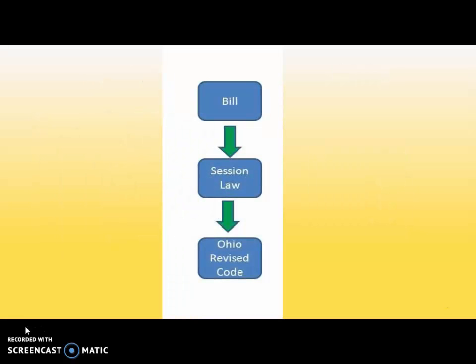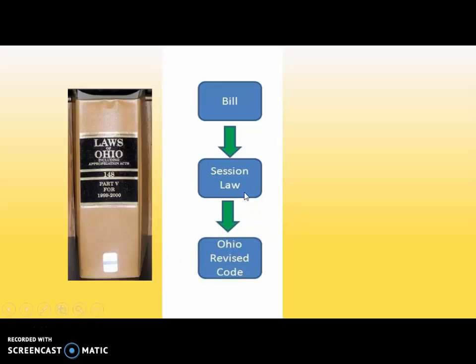Similar to federal legislative history, it helps to understand the publication process of a statute. The publication process in Ohio is analogous to the federal process. A bill is introduced in the Ohio legislature. When it is passed, it becomes a session law. The official source for session law is the Print Laws of Ohio, which contains the session laws in chronological order.